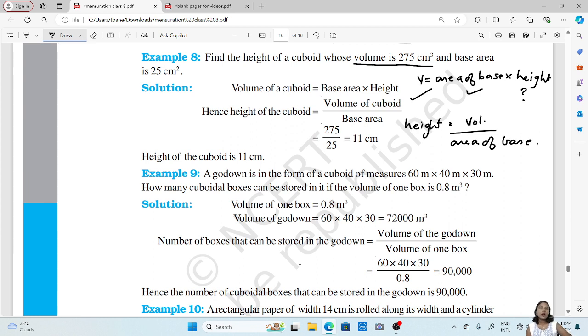Okay. So now we know the volume of the cuboid they have said is 275 centimeter cube, and the base area they have told is 25 centimeter cube. So we simply divide both of these. 5 5s are 25, 5 5s are again 25, and this will be 11. So it is 11 centimeter. Hence the height of the cuboid is 11 centimeter.